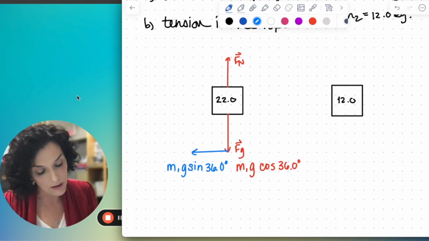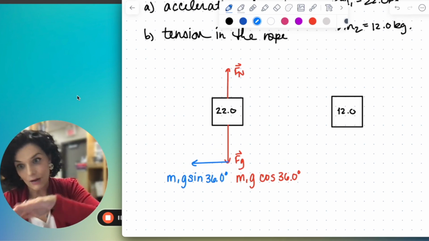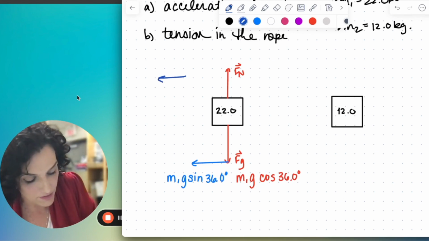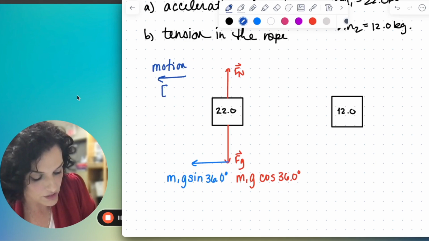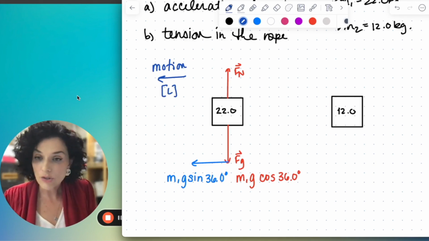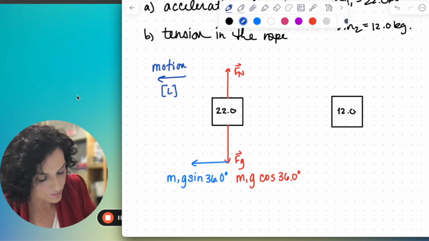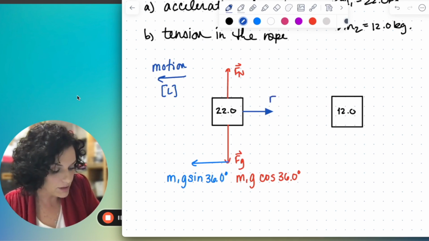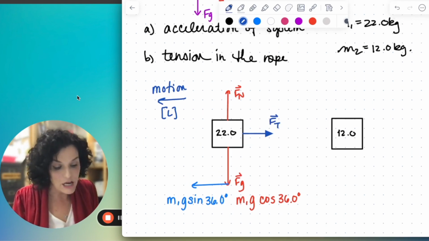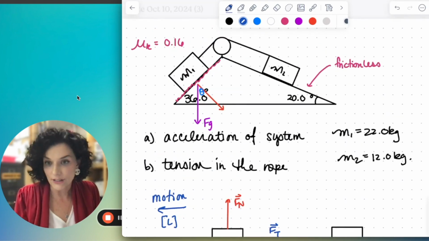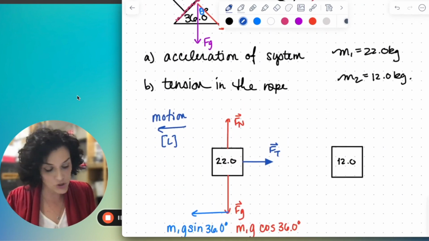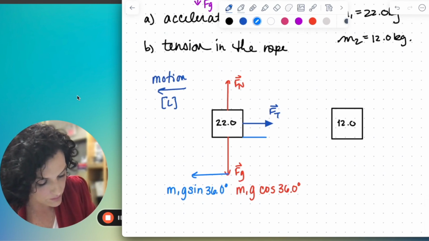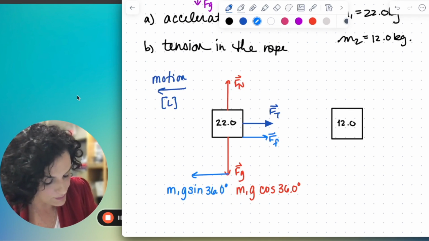And now my system is going to be moving down and towards the left. So I'm just going to remind myself here that my motion is happening in this direction. We'll say towards the left. I also have tension in the rope pulling back. So this is going to be my FT. And I also have friction. So remember, friction is going to oppose your motion. So that means my force of friction, I'll make that here, that's my FF.